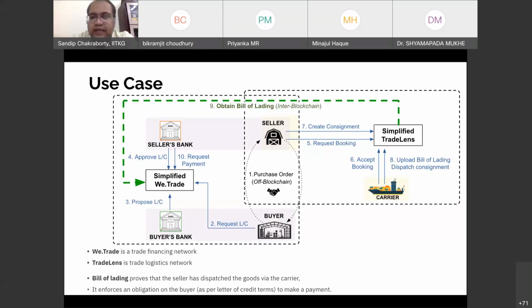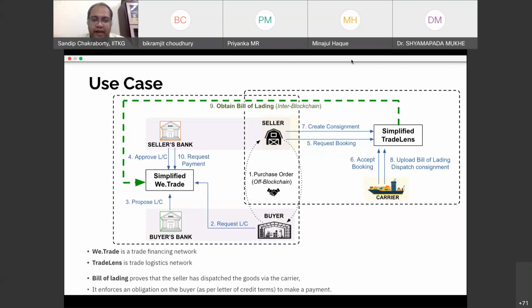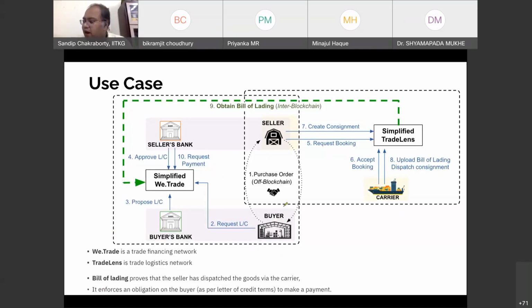So here is an interesting use case. Assume that a buyer wants to buy something from a seller. They raise a purchase order, and that purchase order is raised, say, off chain. Once the purchase order has been raised, in the next step they request the licensing on top of the banking network, which was developed on top of WeTrade. WeTrade is basically a trade financing network.